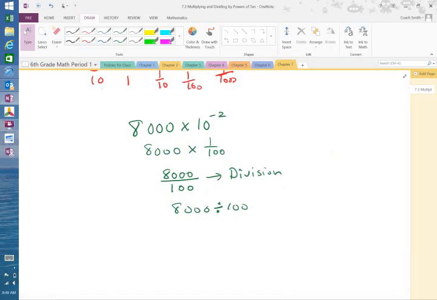Okay, so what do we do with the decimal when we're dividing? Which way do we move it? To the left, the number of zeros, or the exponent, right? So I have 1, 2 zeros. So that means I'm going to take 8,000 and move the decimal once, twice, which would give me 80.